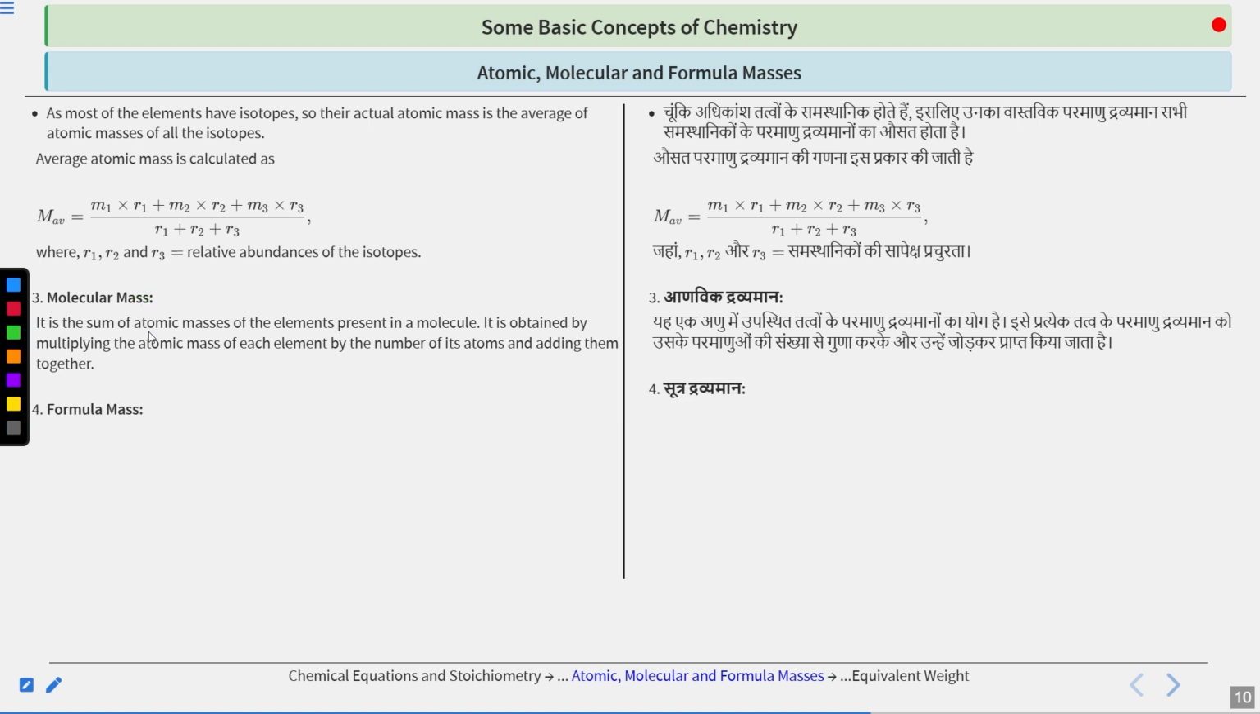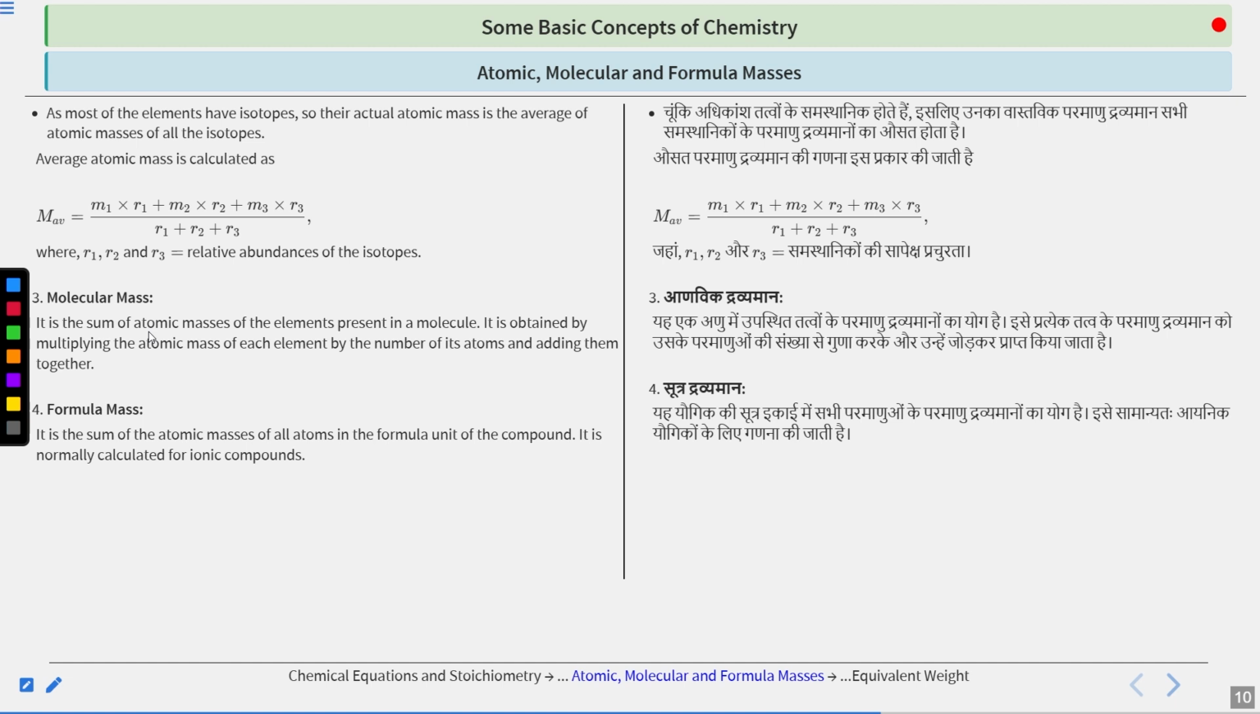Next is formula mass. So what is formula mass? It is basically the sum of the atomic masses of all the elements in the formula unit of the compound. It is normally calculated for ionic compounds. So this is very, very important. The way of calculation is the same; the only difference is that this is calculated for ionic compounds.